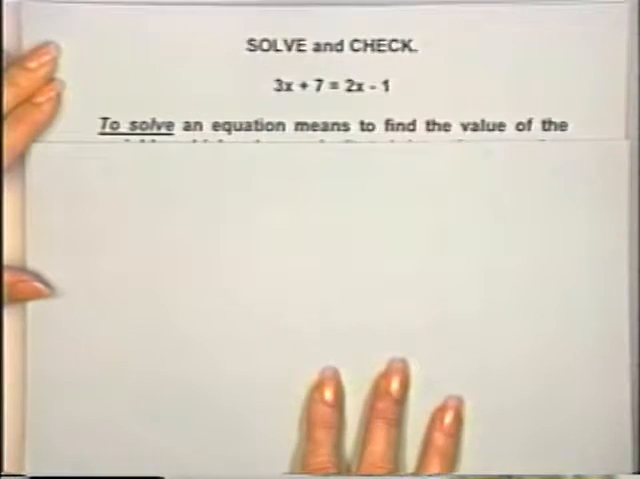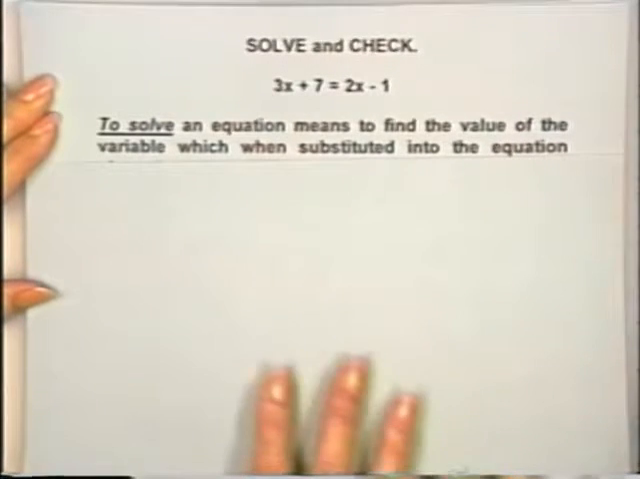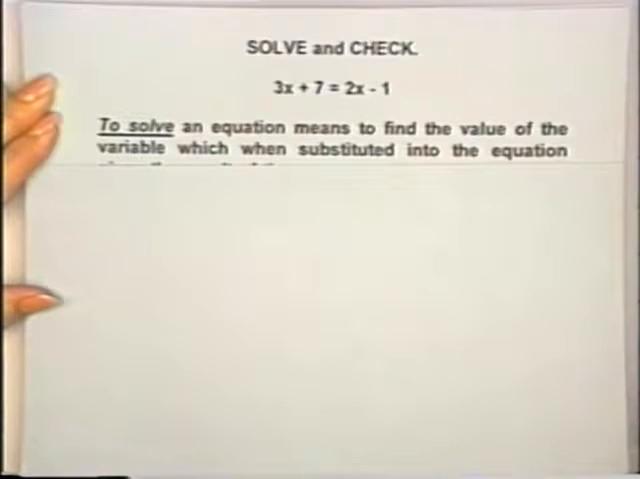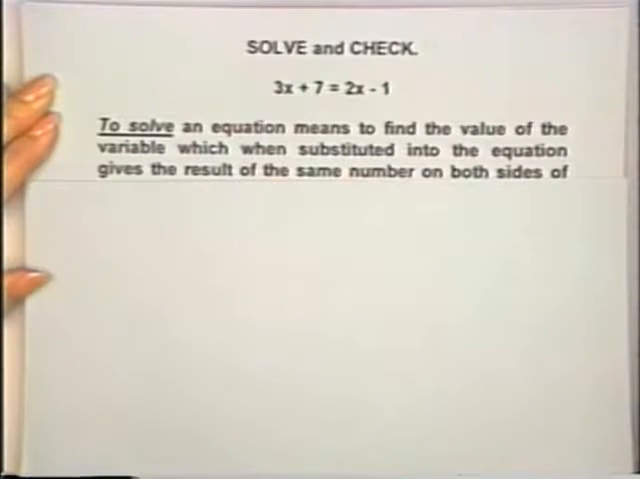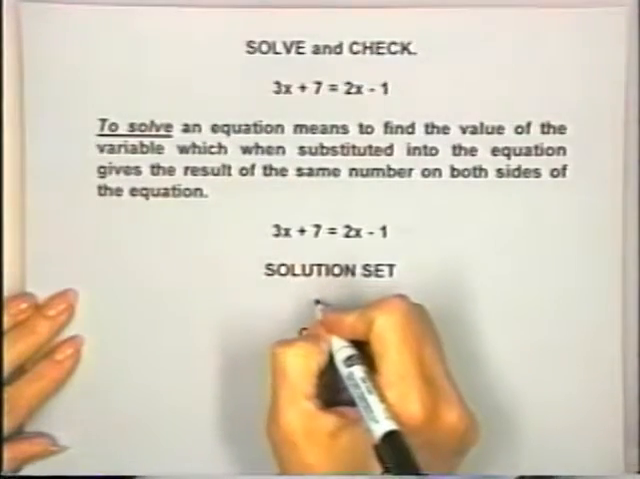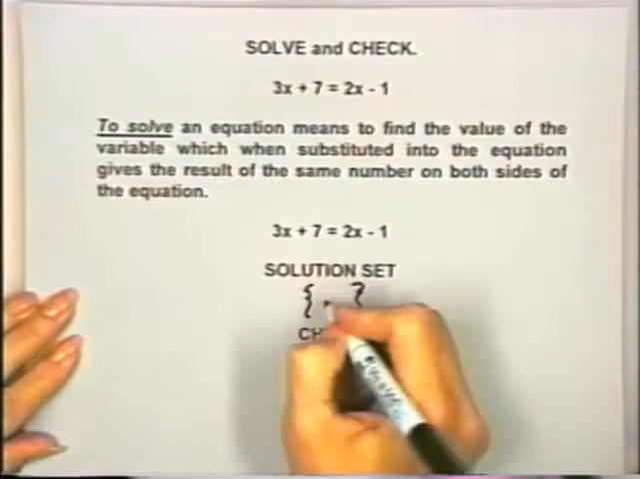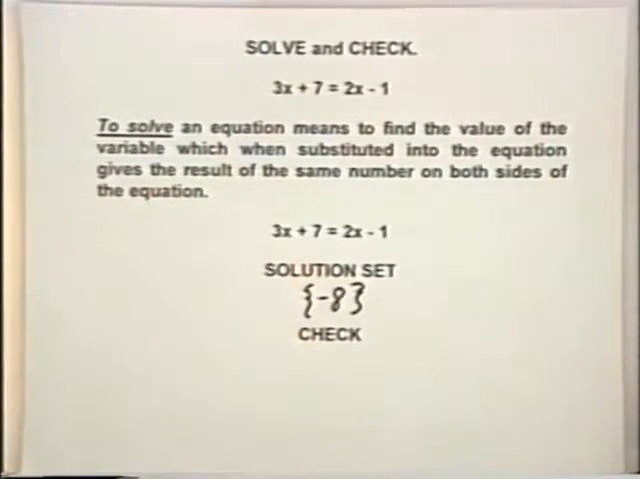To solve an equation means to find the value of the variable, which when substituted into the equation gives the result of the same number on both sides of the equation. For this equation, the solution set is -8. We write the -8 in braces, which is set notation. We refer to the -8 as the solution or the solution set.